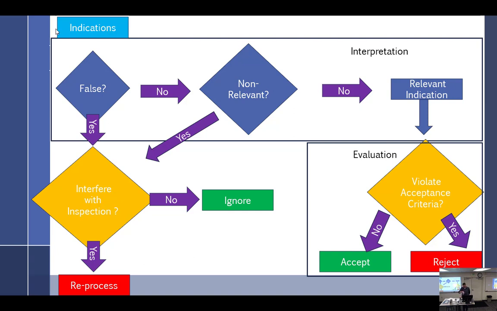Well, this is indications. And then we had interpretation, and you can see this box right here represents interpretation. So we follow the flow chart, we get an indication. Is the indication a false indication? And do we define a false indication? Yes, an indication that is interpreted to be caused by a condition other than a discontinuity. Like what? A fingerprint. So is it a false indication? Is it a fingerprint? No, it is not.